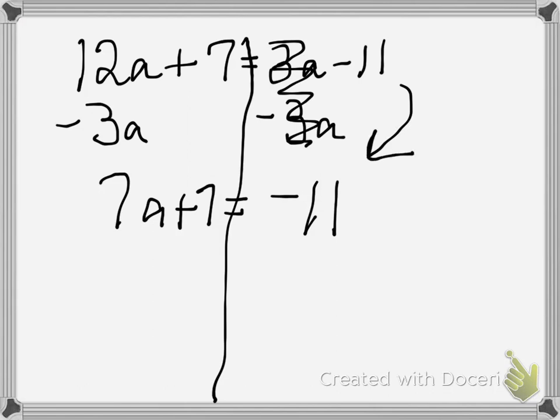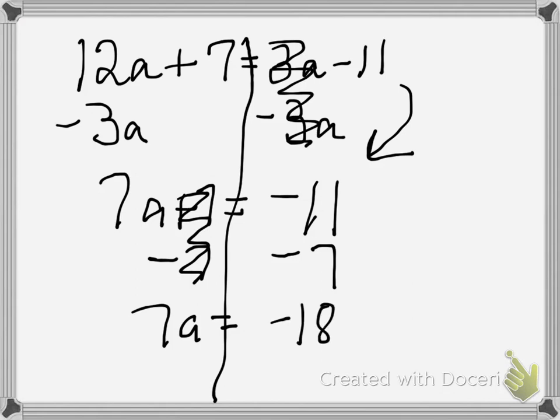Now, this is a 2-step equation. Only thing you have to do is subtract the 7 from both sides. And 7 minus 7 is 0. So I'm left with this side is 7a. Negative 11 plus negative 7 is negative 18. So in this case, what we have left is 7a equals negative 18. You divide by 7 on both sides. 7 divided by 7 is 1, so you're left with a equals negative 18 over 7.